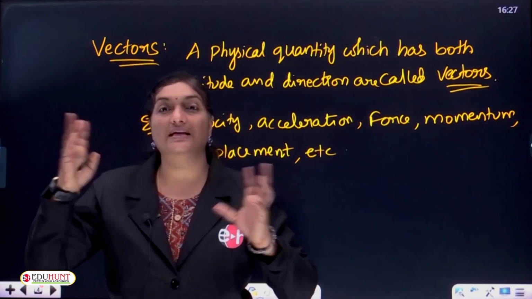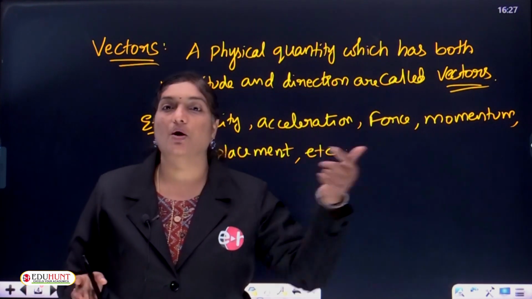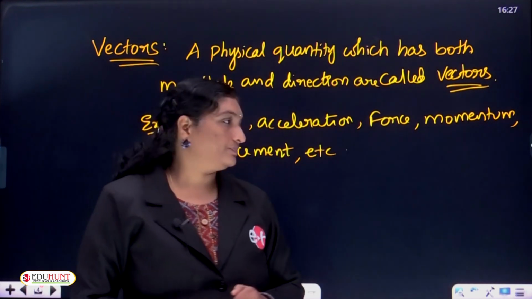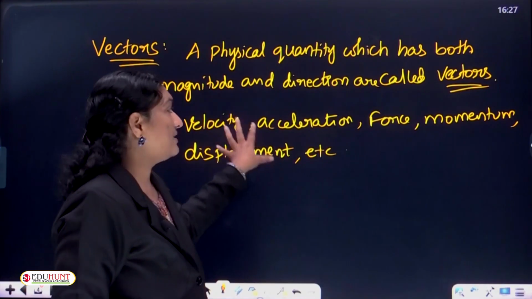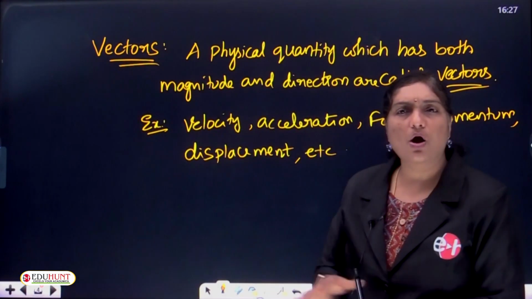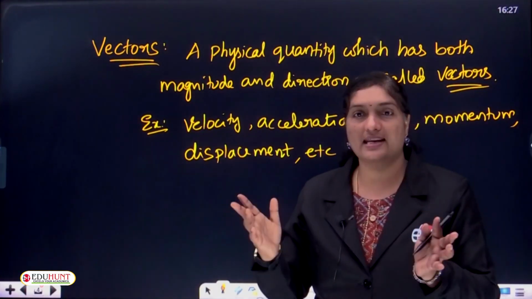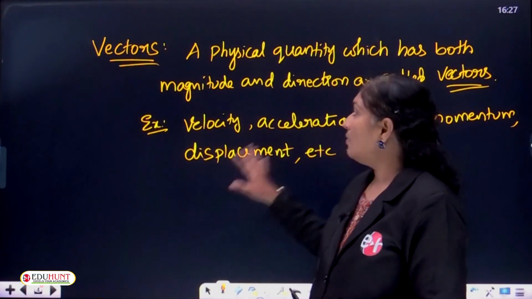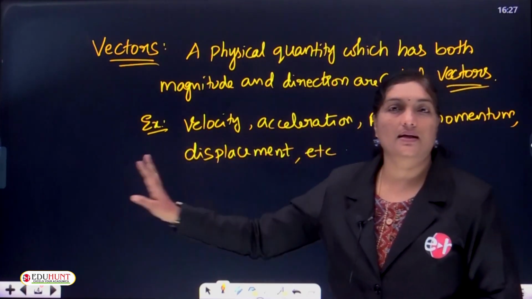So depending upon the direction of the forces, the body has the tendency to move. So displacement, velocity, acceleration, force and momentum all depend upon the direction. Okay, so what makes the difference between a vector and a scalar?